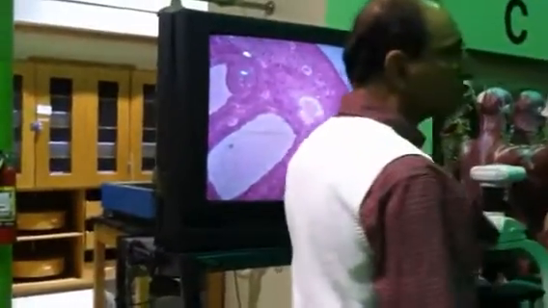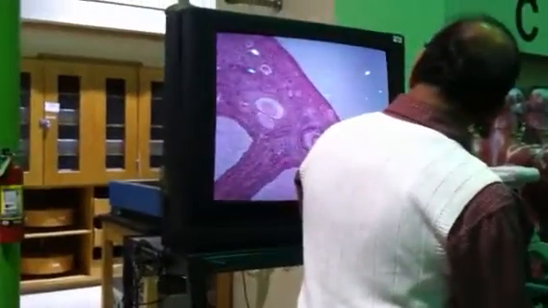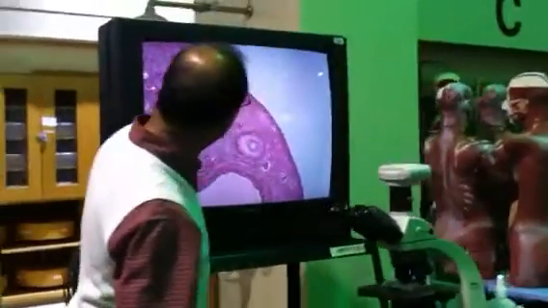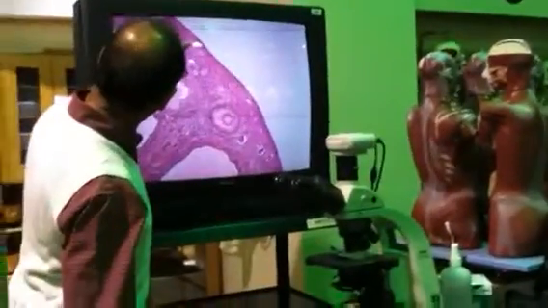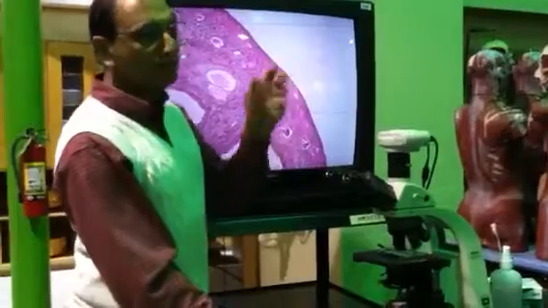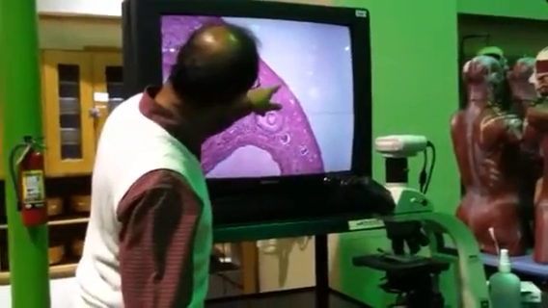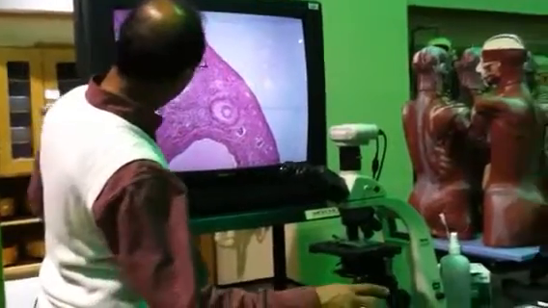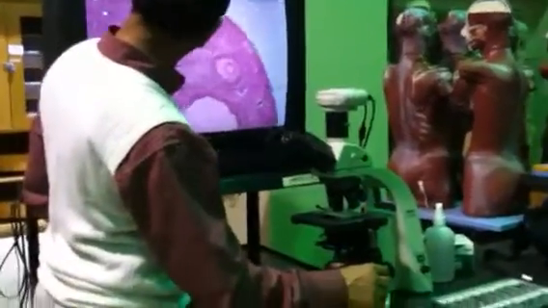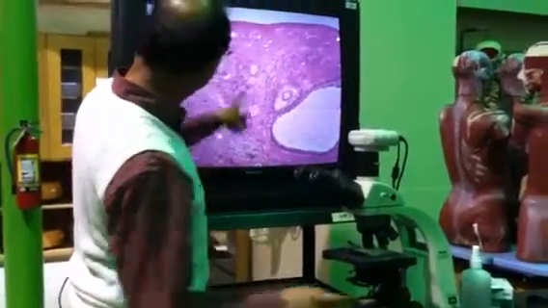This slide is this? Ovary. And in the ovary, you notice here right near the boundary, you see very, very tiny things here, right? These are the primordial. The first one is the primordial. And then you see something like this.